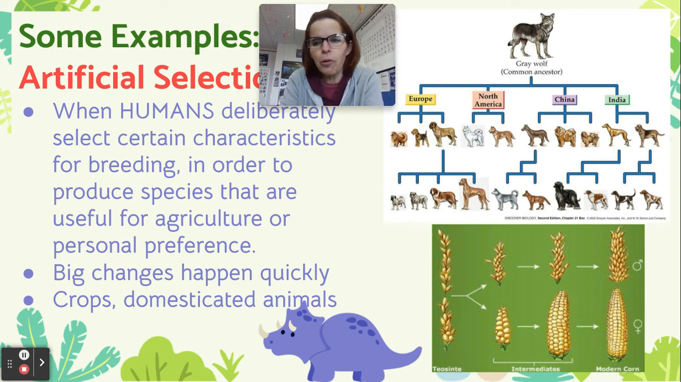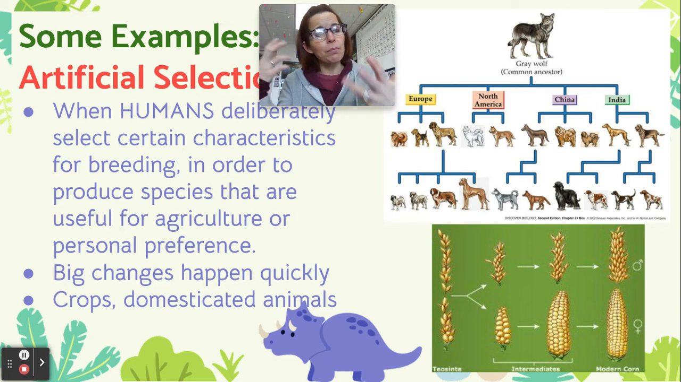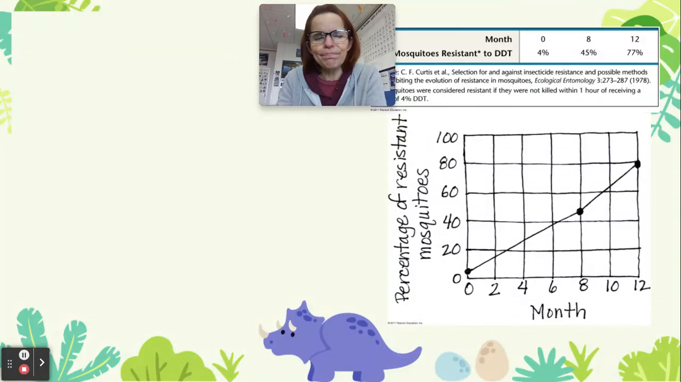Down below is the corn and its ancestor, the teosinte plant. You can see what the teosinte plant looked like initially, and humans continued to breed for larger and larger kernels and more kernels until we have the type of corn that we have today.